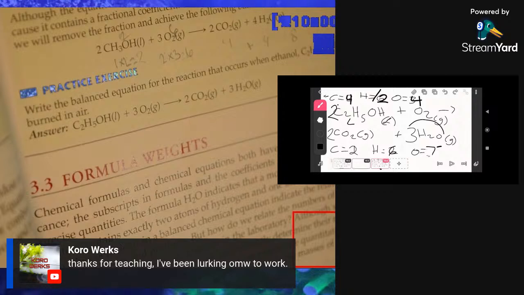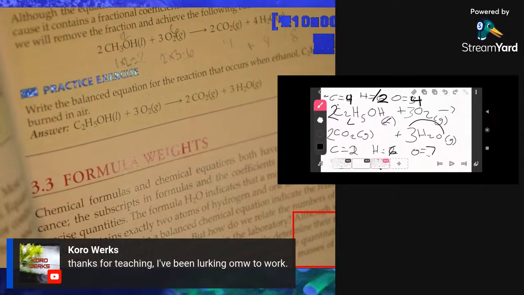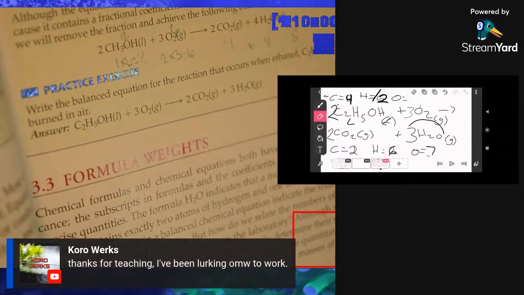But let's say I put a 3 right there. Let's count the oxygens. So I got 6 oxygens right here, plus another 2. That's 7. So 7 oxygens. Do you see that? Oh wait, hold on. Let me erase that. Wait, hold on, guys.